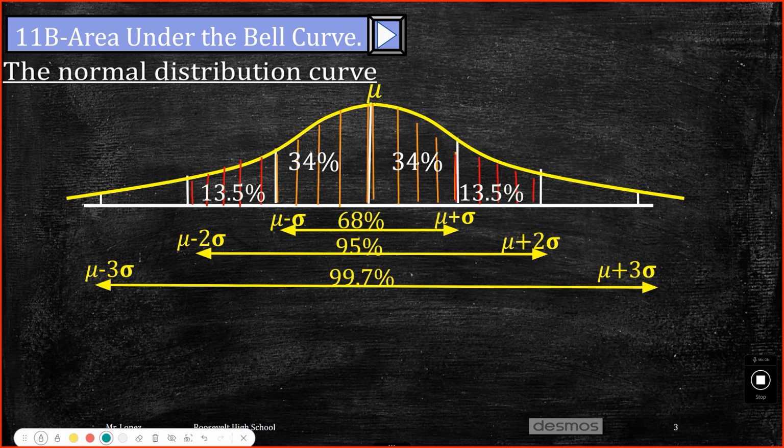So how much is this then? How much is this? And how much is this? How can we figure it out again? It's 2.35. What are you doing? Subtract 95 from 99.7 and divide it by 2. 2.35%.